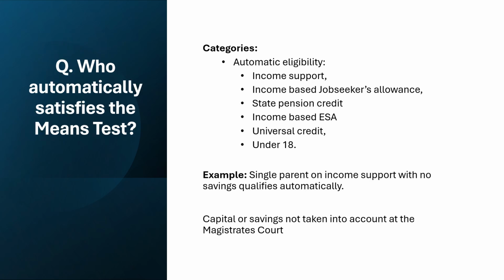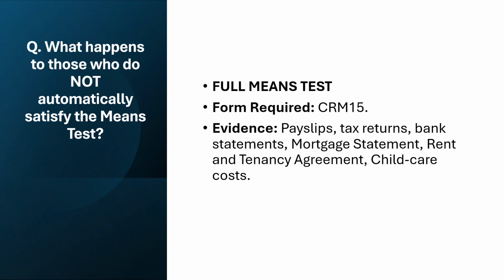Who automatically satisfies the means test? Categories who automatically are eligible for legal aid are those on income support, income-based job seekers allowance, state pension credit, income-based ESA, employment support allowance, universal credit, and anyone who's under the age of 18. They automatically satisfy the means test. Example is single parent on income support with no savings qualifies automatically. Again, just to re-emphasize this point, capital or savings not taken into account at the Magistrates Court.